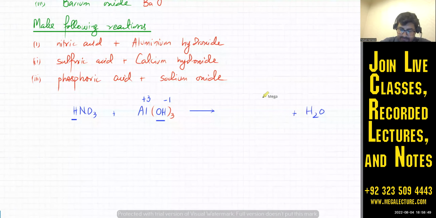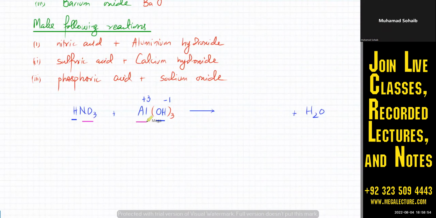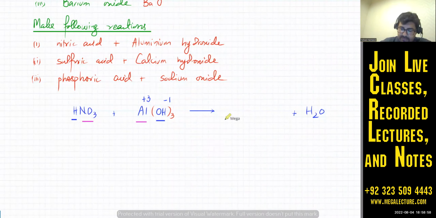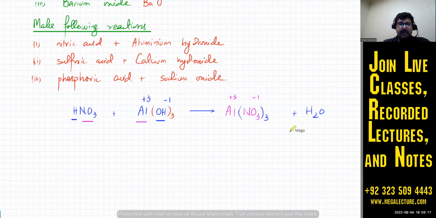So what's left? What's left is nitrate, NO3, and aluminium. These are the two things that are left. So that is going to be your salt. It's going to be aluminium and NO3, right? Now aluminium is group 3, so that's +3, and NO3 is -1. So if I do crisscross, what will the formula be? It's going to be aluminium once and NO3 thrice, right? So that will be the formula of the salt that is produced.